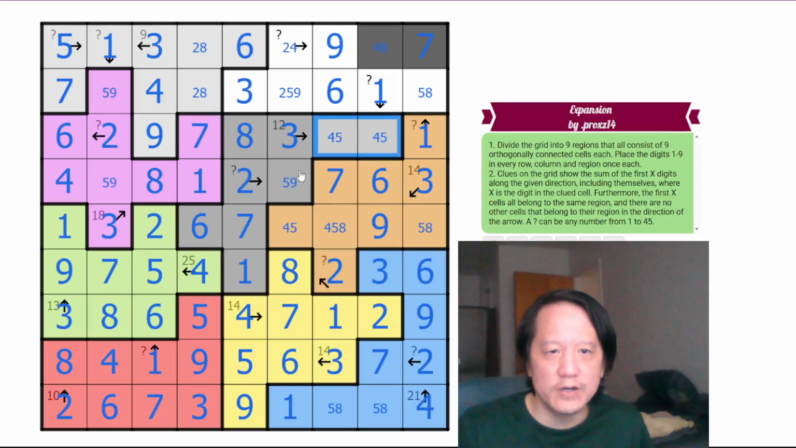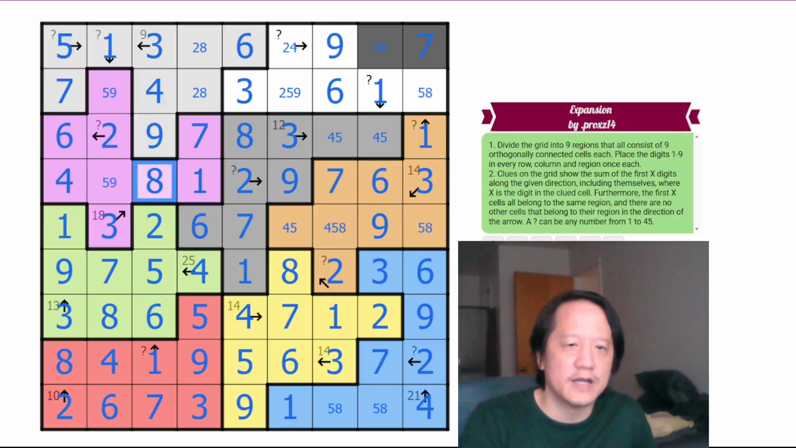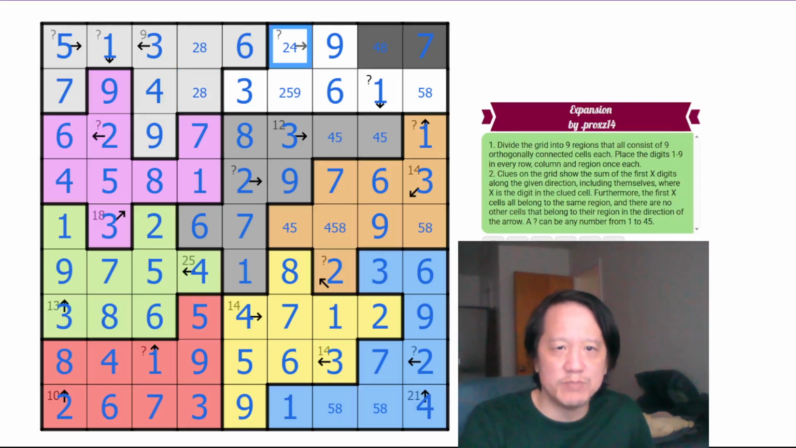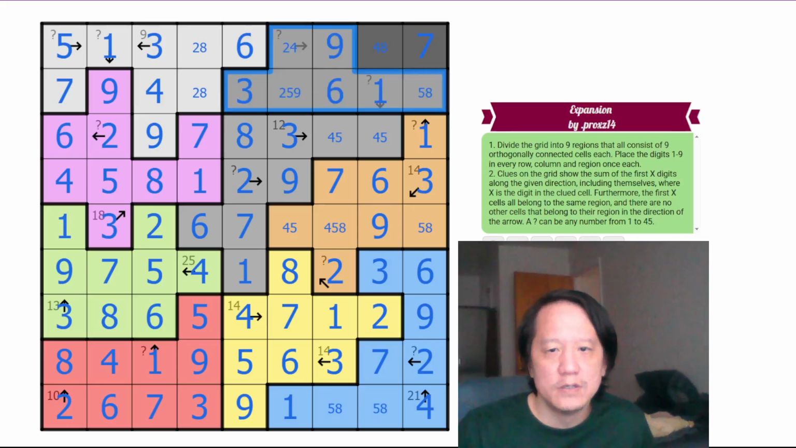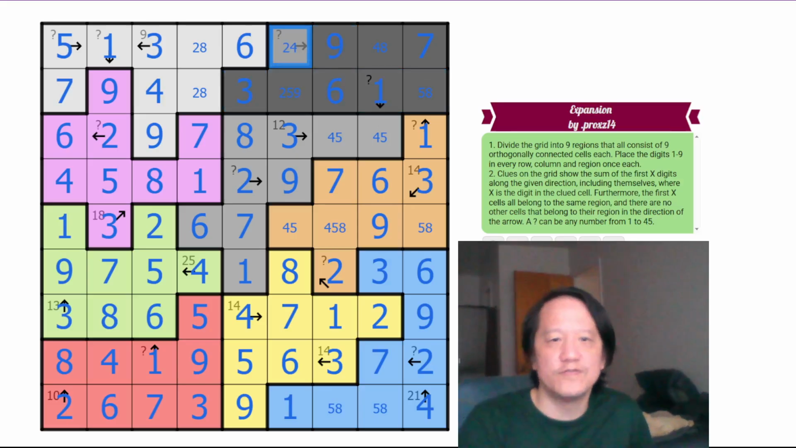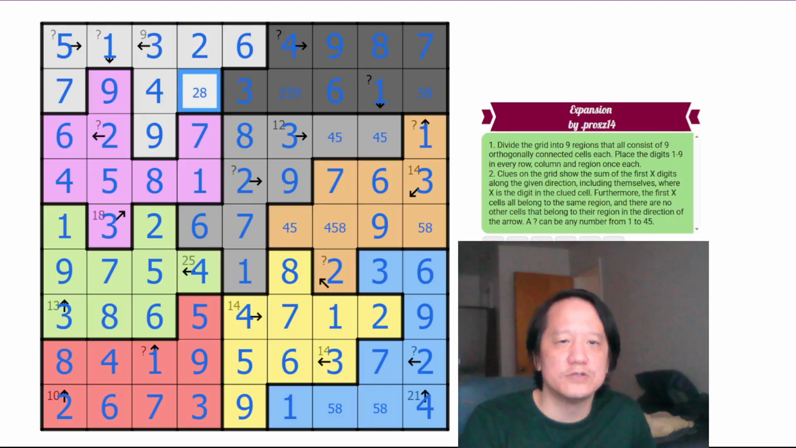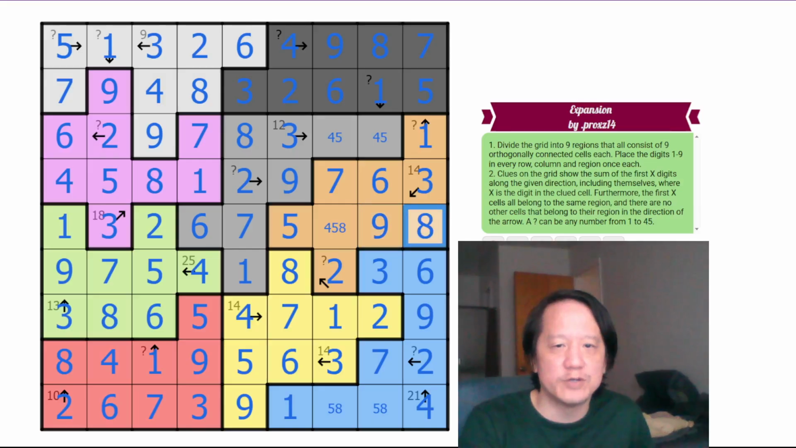This 4, 5 pair eliminates 4, 5 in the rest of the region. No 5 there. It's 9, which makes this 5, which makes that 9. This must see 4 cells to be part of the region. So this is 4, which makes this 8, which makes that 2, which makes that 8. No 8 here, it's 5. No 5 or 9 there, it's 2. 4 eliminates 4 here, so it's 5, which makes that 8.